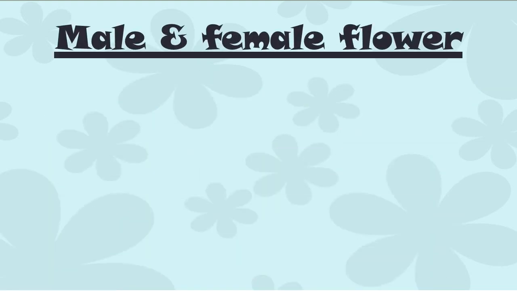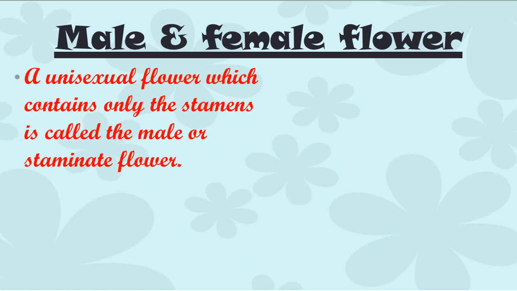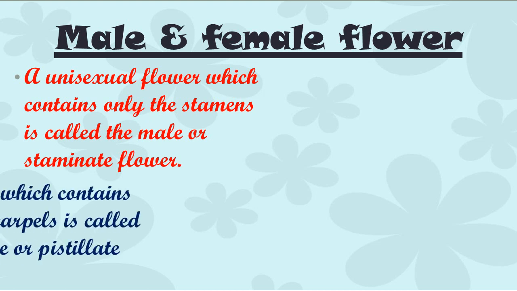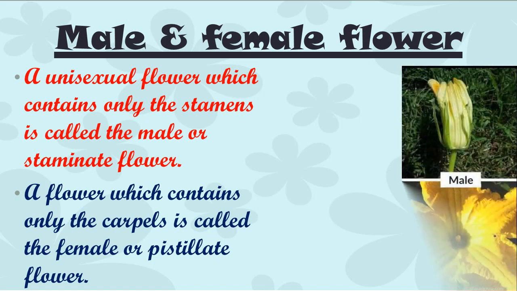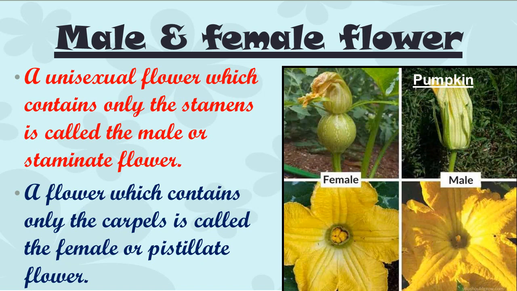Alright, now next are male and female flowers. So what are they? These are unisexual flowers. The flower which contains only the stamen, the male reproductive part, is called a male or staminate flower, and a flower which contains only the carpel, that is the female reproductive part, is called a female or pistillate flower. Here you can observe the pumpkin flower. This side is female, it contains a female reproductive organ, so it is called a female or pistillate flower, and this contains stamen, so this is called a male or staminate flower.